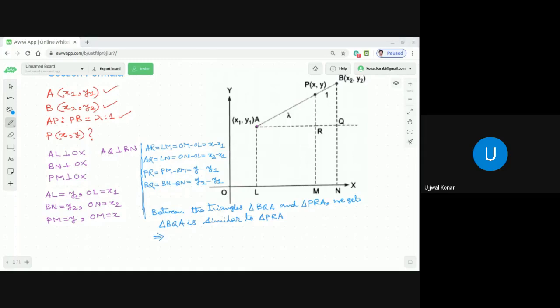Now as they are similar, the corresponding sides will be in equal ratio. That means AQ by AR should be equal to BQ by PR, and that should also be equal to AB by AP. So, dear students, let me write properly. This implies AQ by AR is equal to BQ by PR, that is equal to AB by AP.